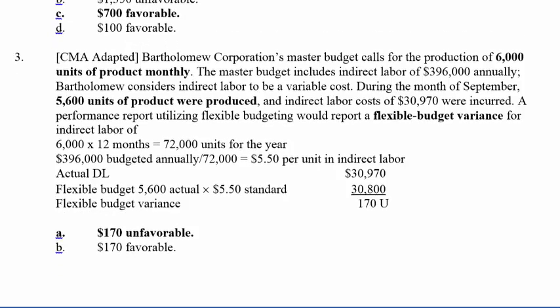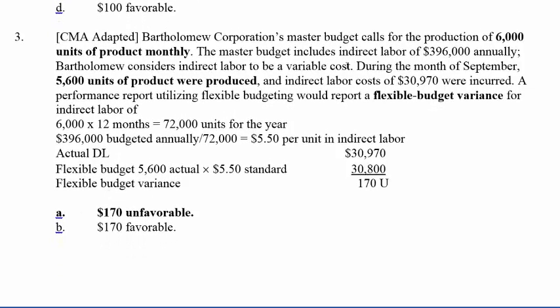On number 3, we have a company that has put together their master budget for the year, and they expect to produce 6,000 units of product monthly. 6,000 times 12 would equal the number of units planned for the entire year. So 72,000 units would be planned. Their master budget included an indirect labor cost of $396,000 budgeted for the year.